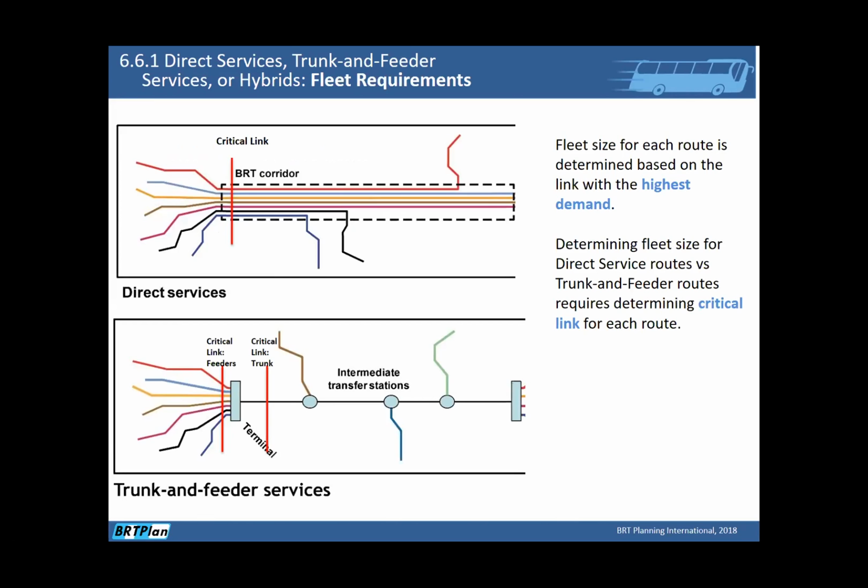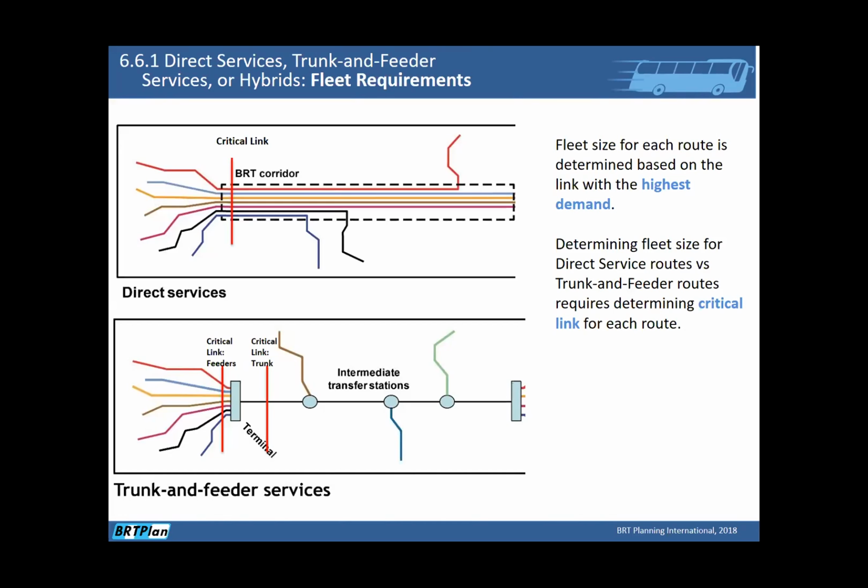So in a direct service situation, in the top of the diagram, we've drawn a red line where the maximum load might well be. All those different routes have joined up together with all their passengers on the trunk corridor, and large numbers of passengers are passing through there, that's the critical link. When you're then going to build a trunk and feeder BRT line, the chances are you're going to place your transfer terminal right where all those routes diverge.